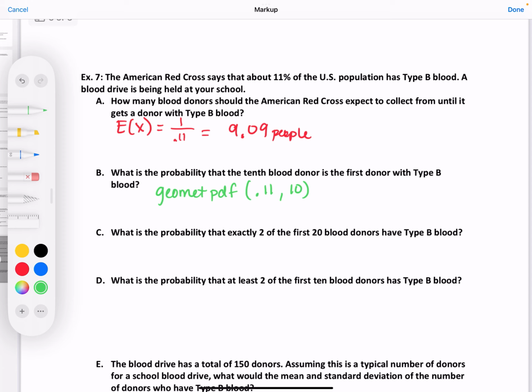And that is 0.039. If you were going to do it by hand, you would have basically 9 failures before the 10th success. So 0.89 raised to the 9th times 0.11. And that would be equal to the same thing.